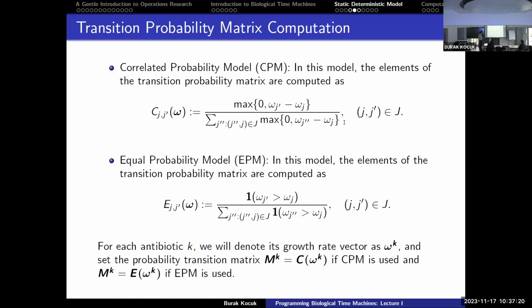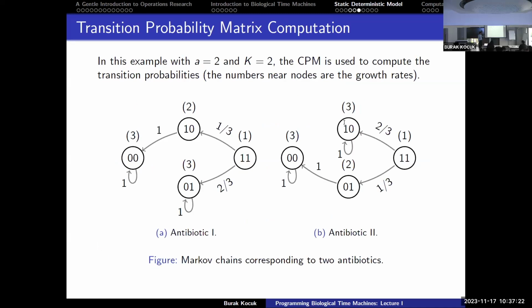So I will give you an example. Maybe you have noticed these numbers in parentheses. What are they? They represent the growth rates. Now let's look at 1, 1. Its growth rate is 1, and its neighbors have growth rates 2 and 3. The difference for the first is 2 minus 1, which is 1, and for the second is 3 minus 1, which is 2. So that's why I have 1 and 2. I sum them up, put that in the denominator, and these are my probabilities. That's called the correlated model. In the equal probability model, they will just be 1 over 2.